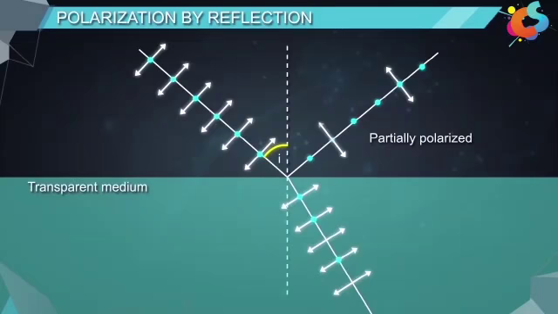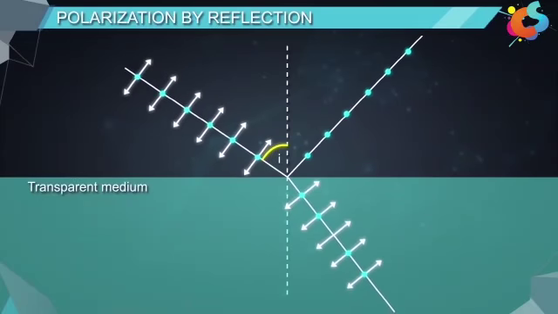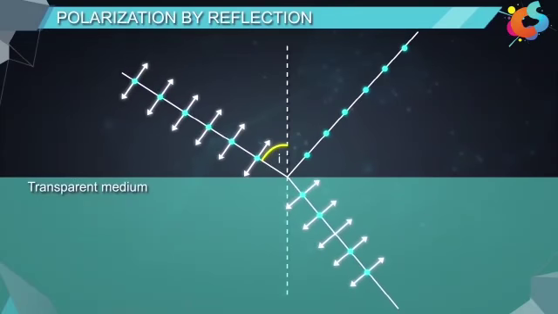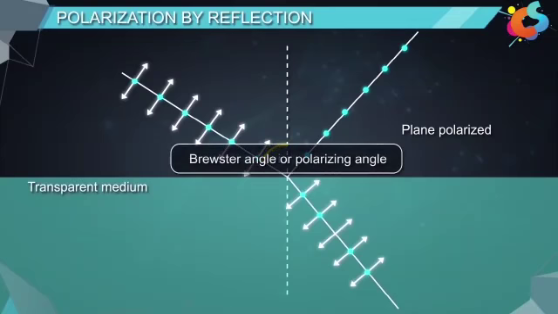Similarly, if we look at the refracted ray, we can see that it is almost unpolarized. It was found that as the angle of incidence changed, the degree of polarization of the reflected ray also changed. Then, at a particular angle of incidence, the reflected ray is completely plane polarized and the vibrations are parallel to the surface of water. This particular angle is called Brewster's angle or the polarizing angle.